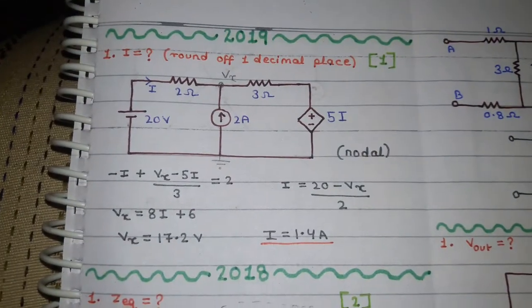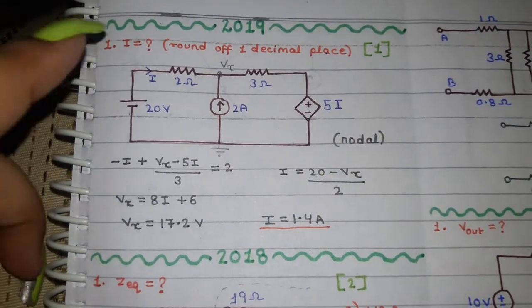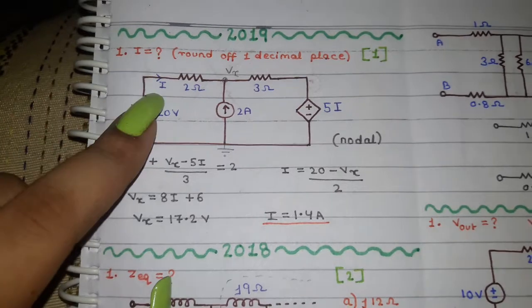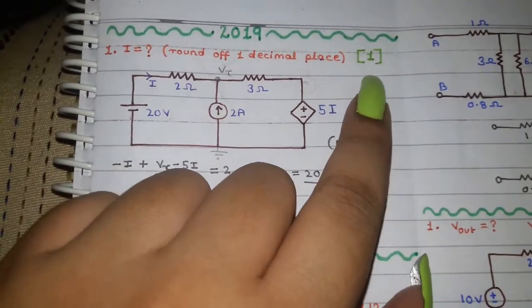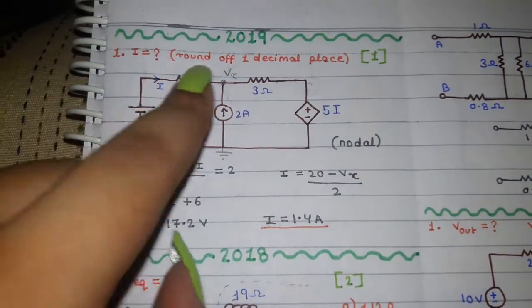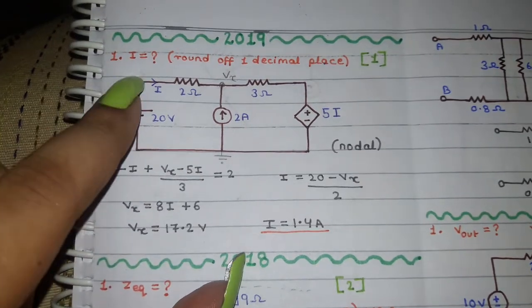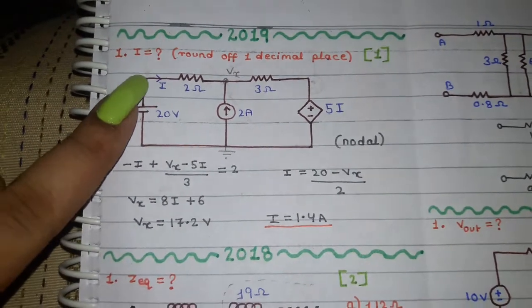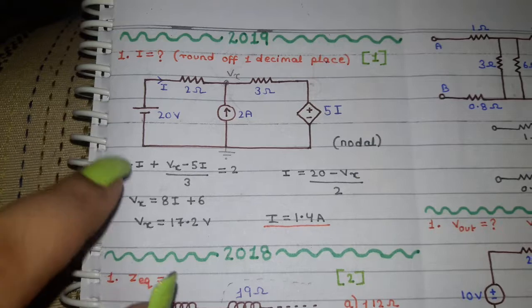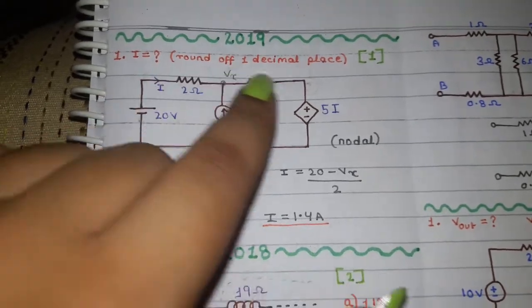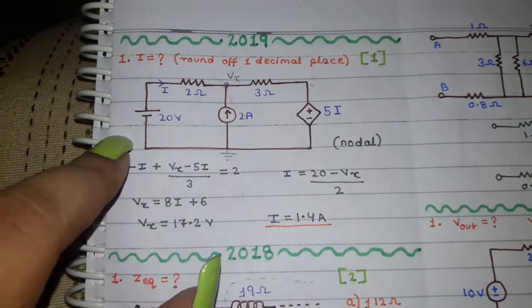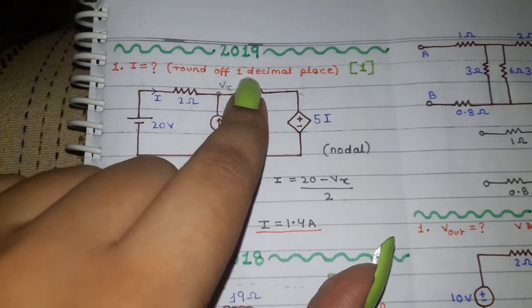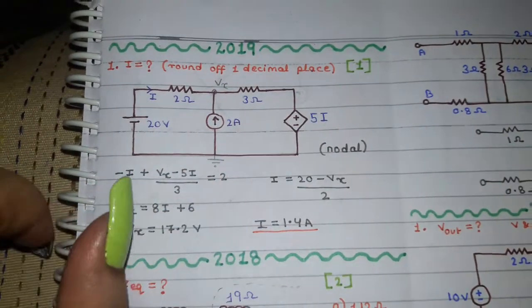Let's move on to the first question we have, that is from the year 2019. Only one question was asked and it carried 1 mark. Okay, this is your required circuit diagram, and they are asking you to find out the value of this particular current over here. You are given this entire circuit, and you have to round off the value of current to 1 decimal place. Okay, this is the question.